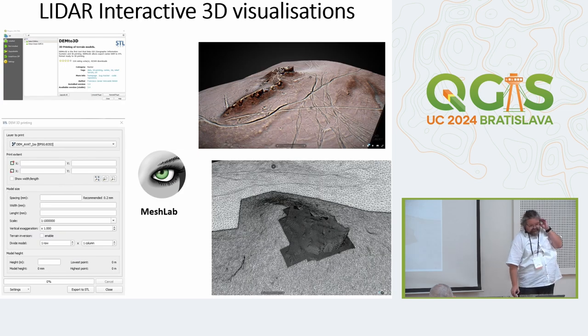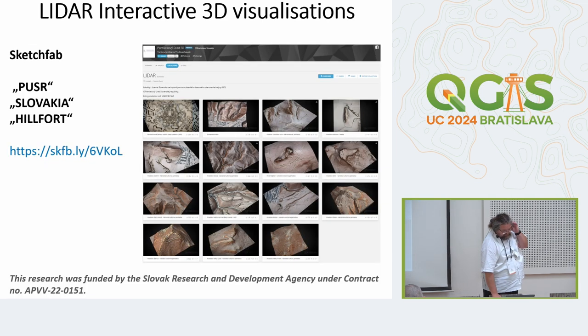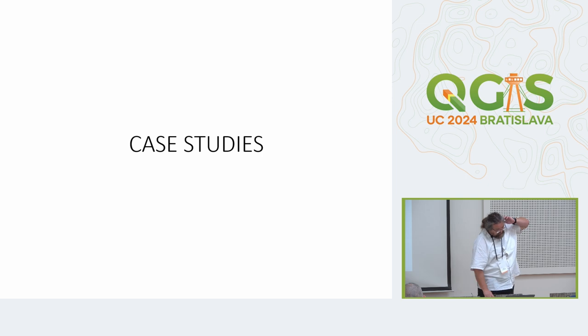Another work is the interactive 3D visualization. We are making these 3D visualizations also for public relations, and we are working on those visualizations with the Monument Board of Slovakia. If you have time and internet, put into Google Sketchfab, Slovakia, Hilford, and you can see, I think there are 30 or 40 interactive 3D models. You can click on a part of the model and you will have the description, of course, in the Slovak language, but you will see the pictures. Okay, now a few case studies.